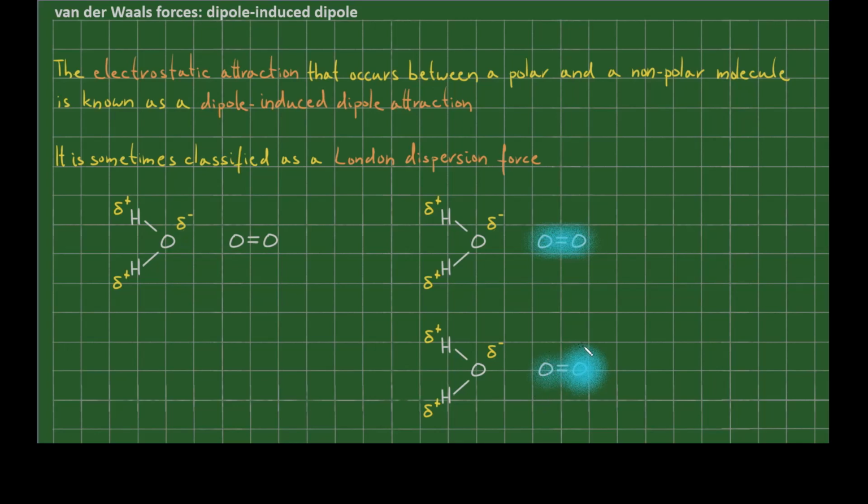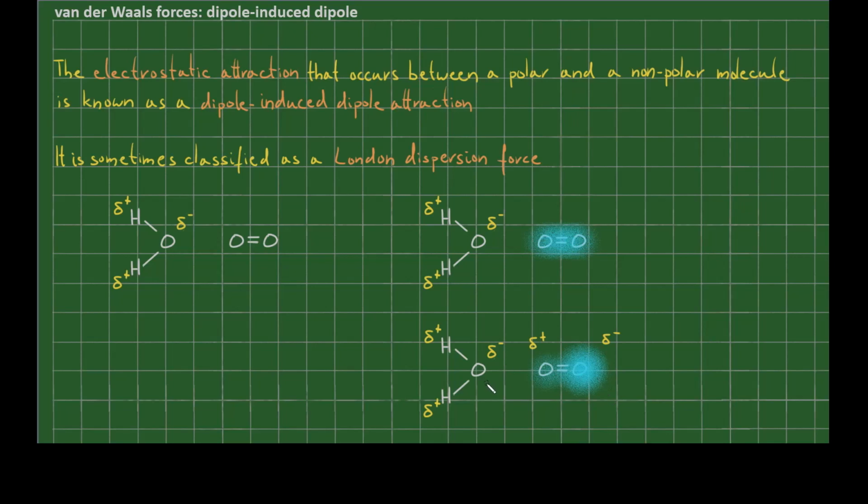The electron cloud of the oxygen molecule has been disturbed. Now the electrons spend most of their time farther away from the water molecule, which means this side of the oxygen molecule becomes partially negative, and the side of the oxygen molecule that is closer to the water molecule becomes partially positive. And now the oxygen molecule has an induced dipole. We have a partially positive pole and we have a partially negative pole.